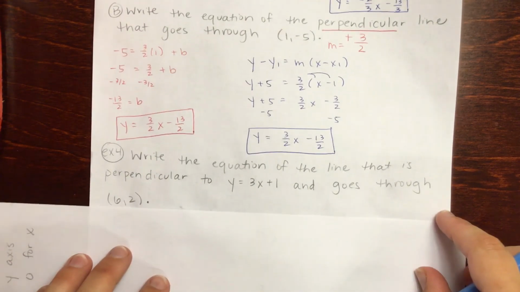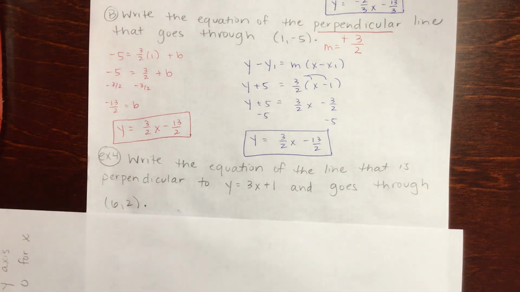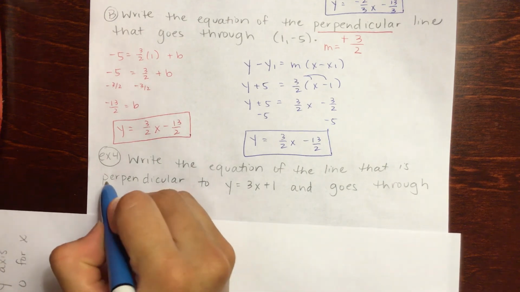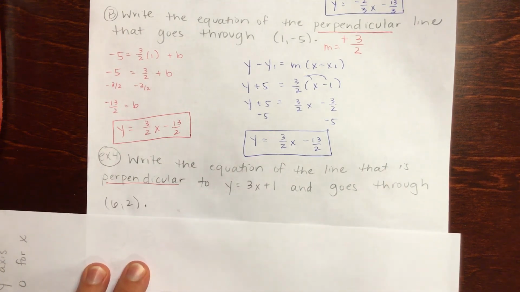I have one example for you to try. Write the equation of the line that's perpendicular to y equals 3x plus 1 and goes through the coordinate point 6, 2. So for this one, we're perpendicular. That means I need to take this slope and flip the fraction and change the sign.